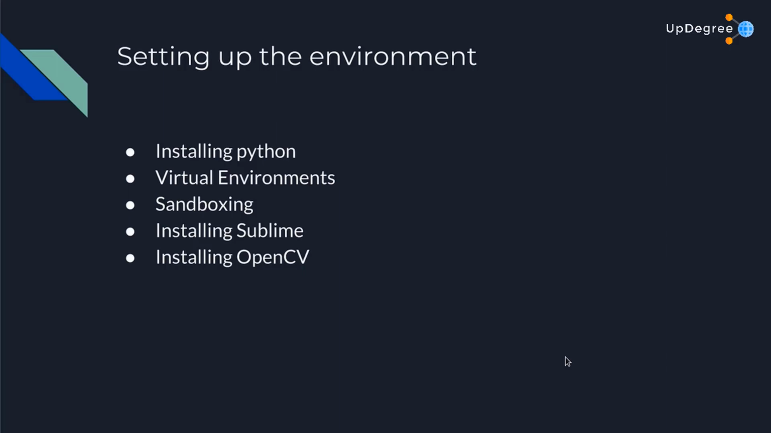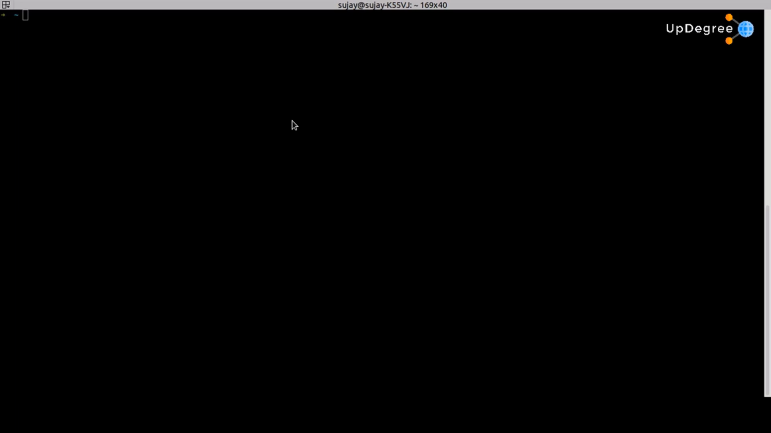So the first thing that we need to install is called Python. As we already know, Python is a programming language that we are going to be working in and we will be using that. Now all of you might be wondering, wait, Python is already installed. It's already built into Ubuntu, right? So why are we installing it again?